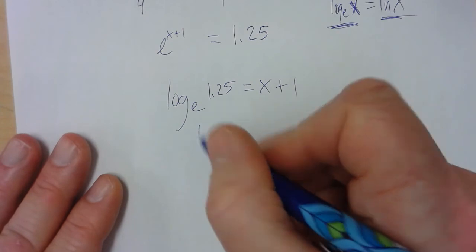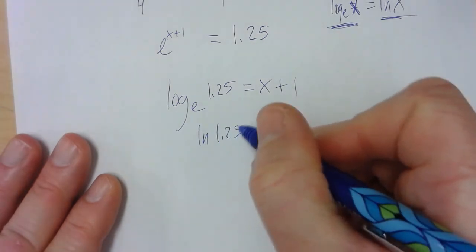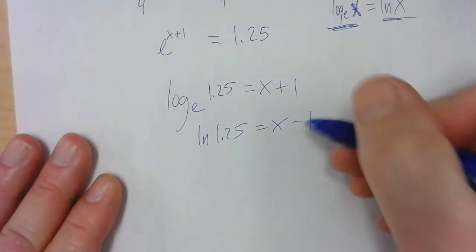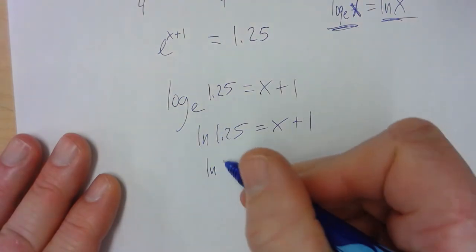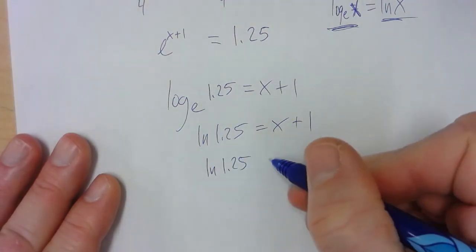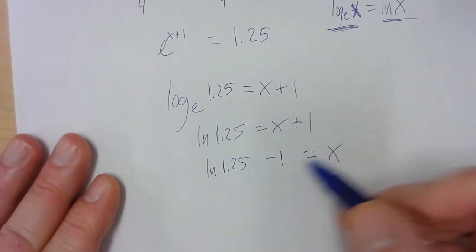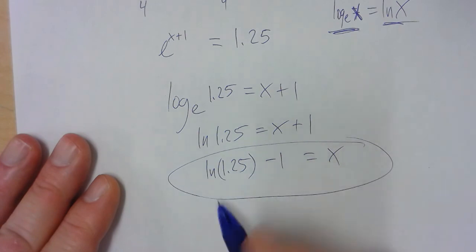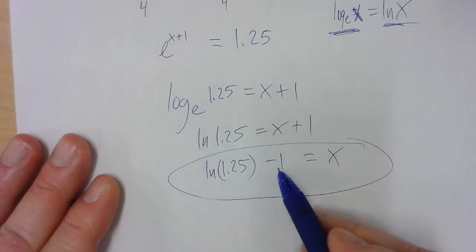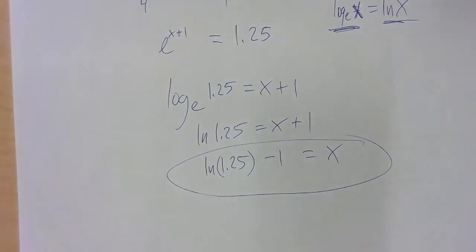So this is the natural log of 1.25 is equal to x plus 1. Subtract the 1 over, and then minus 1 is equal to x. So that's the answer for this. I'm going to put some parentheses there, so it's natural log of this number minus 1 is equal to x. That makes it even more clear to the answer.